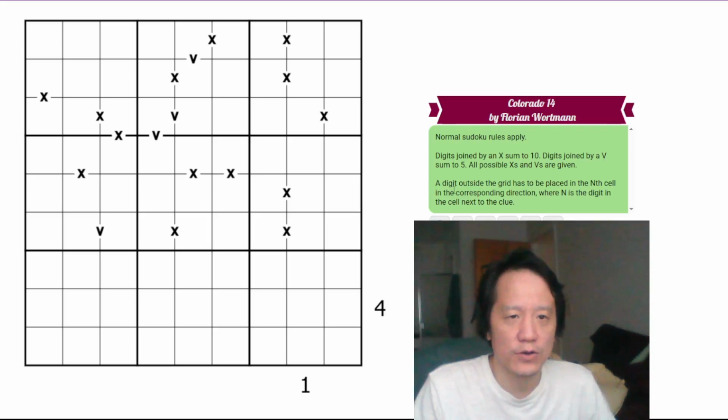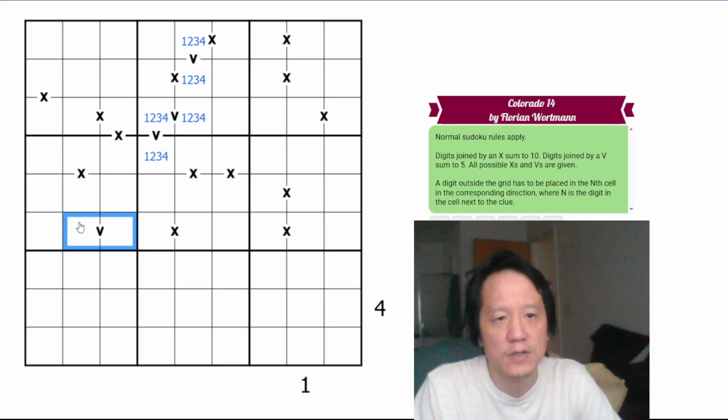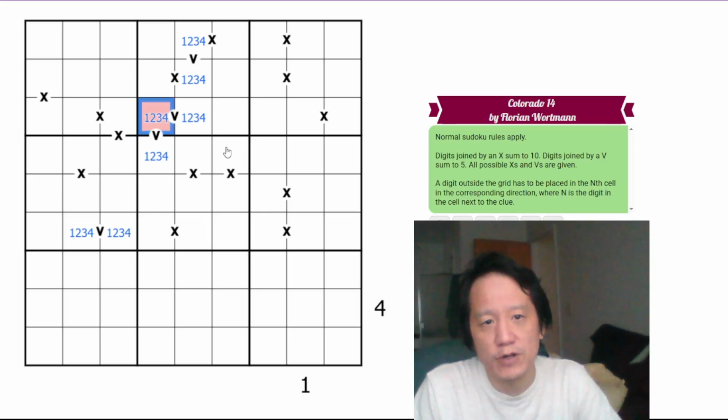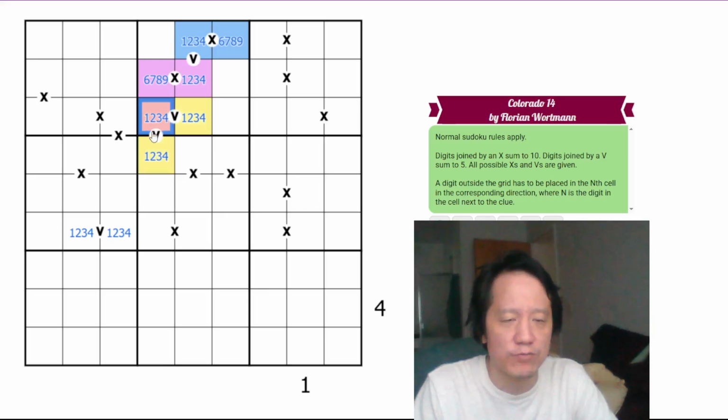Let's go. Okay, so that means any digits that are next to a V must be 1 through 4. So we have different V's here, so we're going to make this red, yellow, pink, and blue. This is a corresponding 6 through 9. This is a corresponding 6 through 9, which is the pink one. This is the yellow 1 through 4, because it adds up with this red 1 through 4 to add up to 10, or to add up to 5.